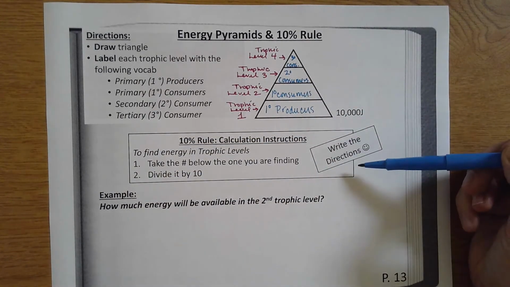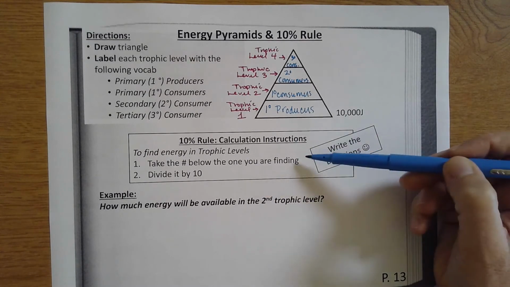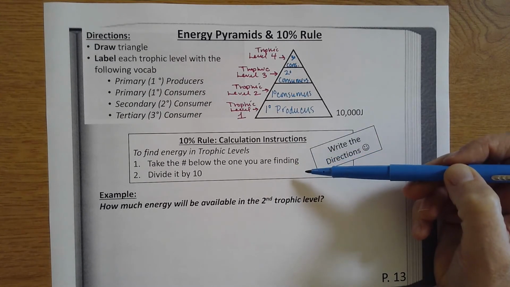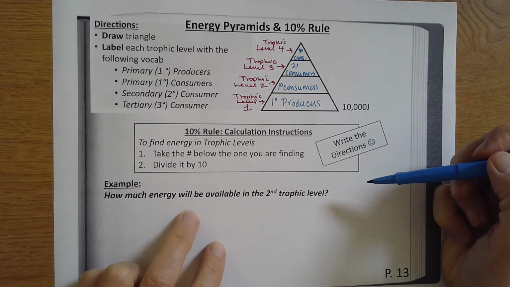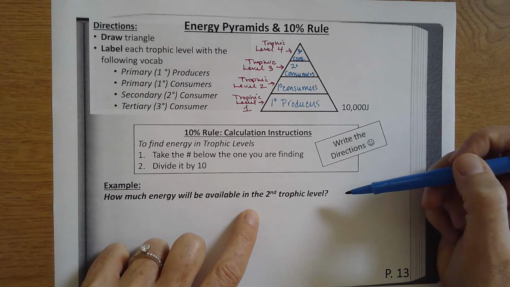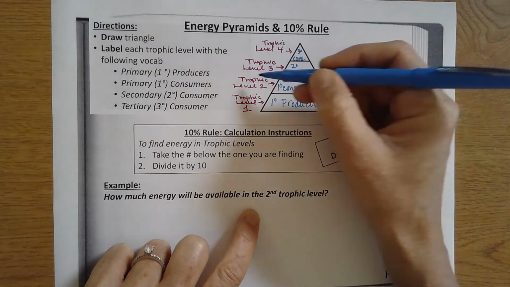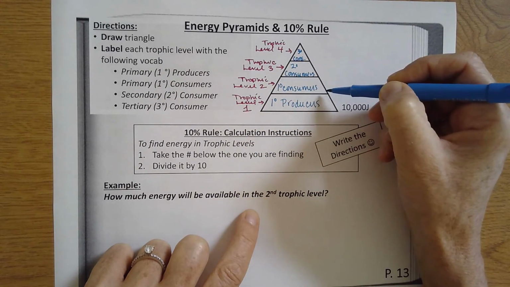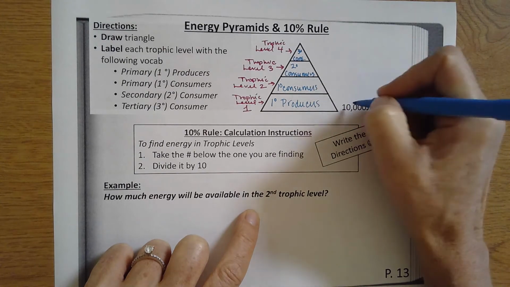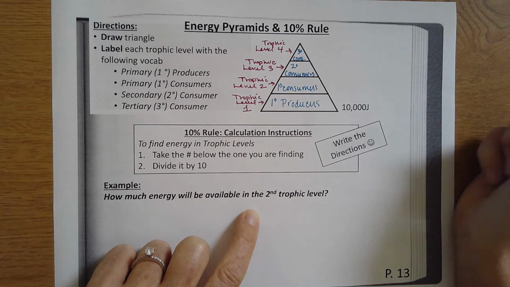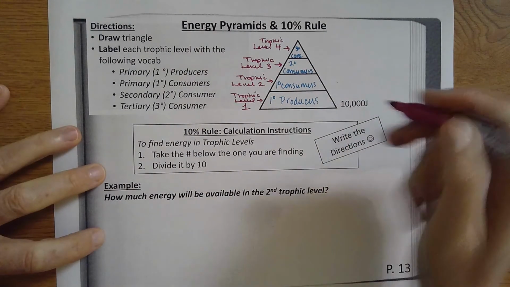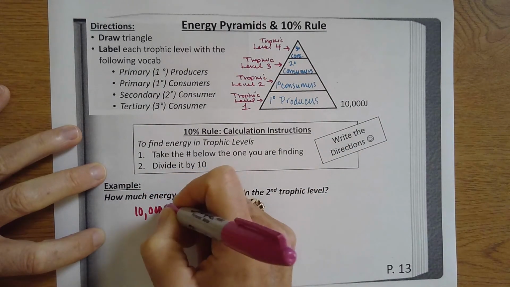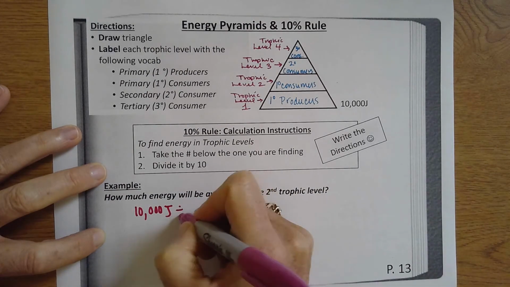Here are directions for calculating the 10% rule. All you have to do is take the number below the one you are finding and divide it by 10. The example here says, how much energy will be available at the second trophic level? So I'm interested here at the second trophic level, my primary consumers, and I want to know how much energy makes it to that particular trophic level. So I'm going to take the number below the one I am finding. I'm provided this 10,000 joules. It is below the one I'm finding, and I'm going to divide it by 10.